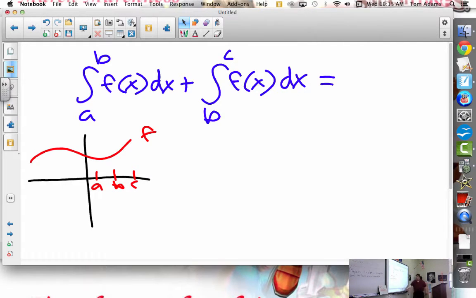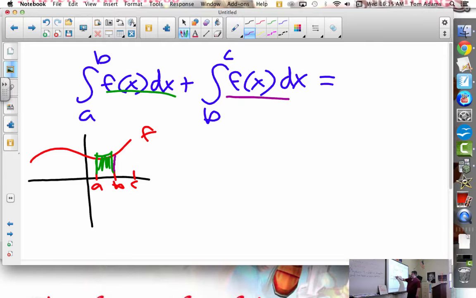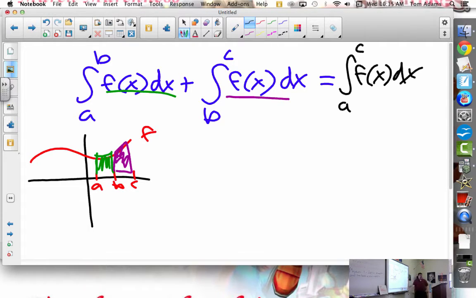What am I saying? I'm saying that from here to here, I'm going to take the area under the curve, and then from here to here, I'm going to take the area under the curve like that. Is there a simpler way to do that? Isn't it just from A to C? You guys are brilliant. Yep. I just go from A to C of f of x. We'll use that a lot as well.